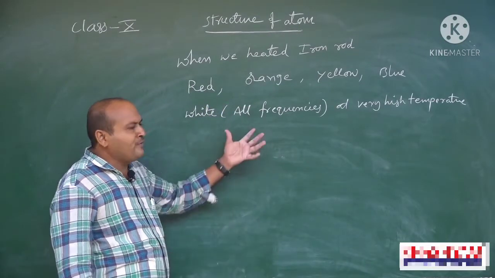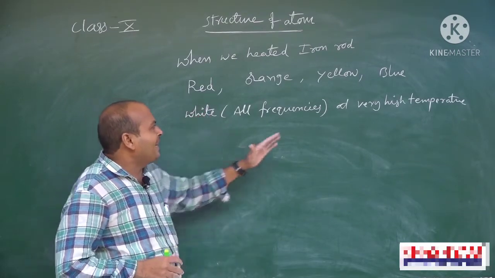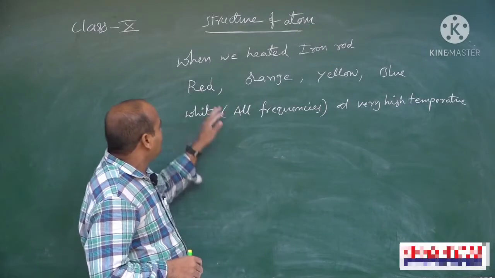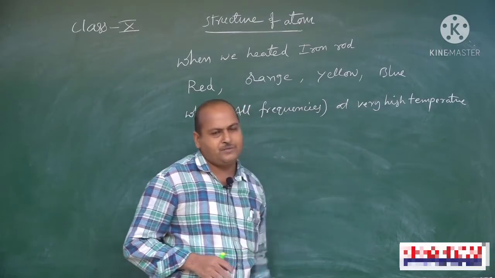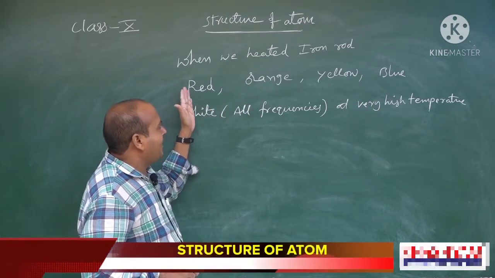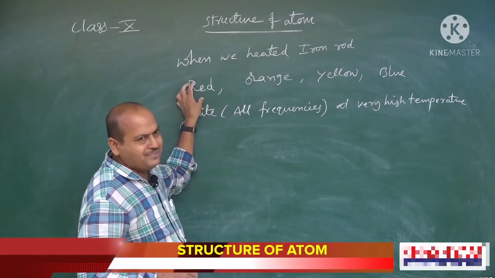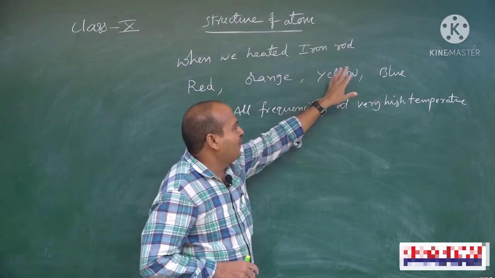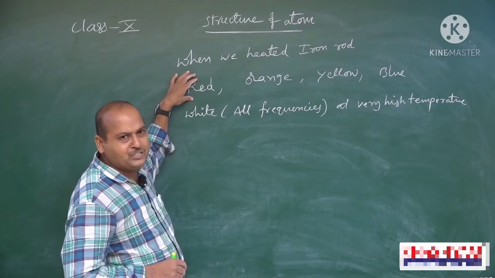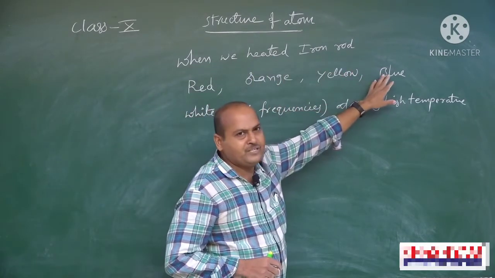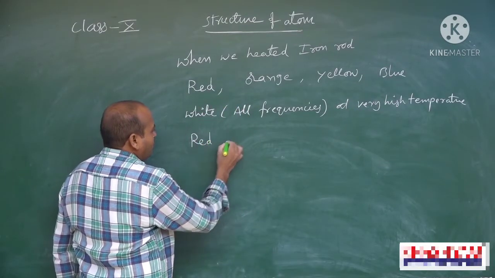All frequencies can exist in white light, which appears at very high temperatures. In the case of red, orange, yellow and blue, on heating, first it becomes red, then orange, yellow and finally blue. The red color frequency is very low, and the blue color frequency is very high.